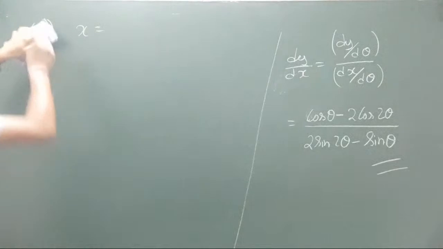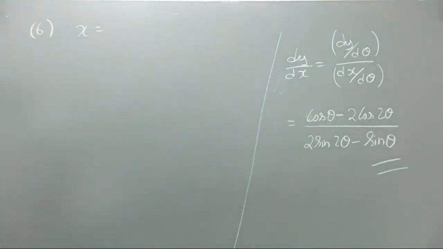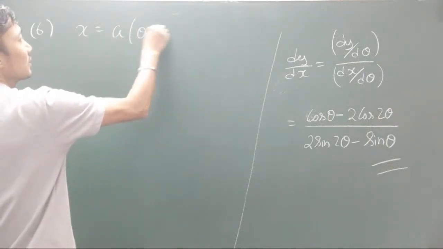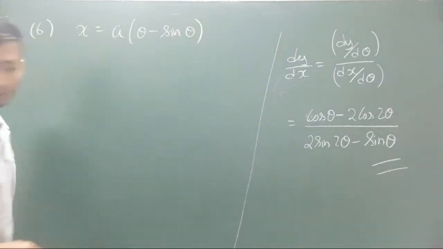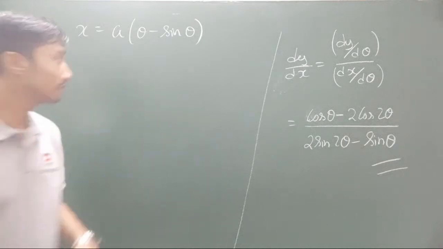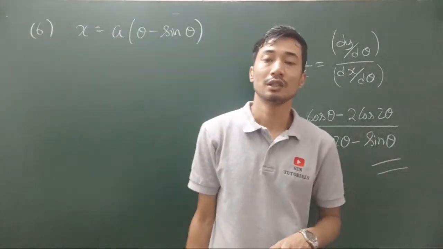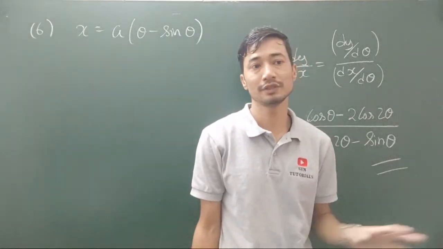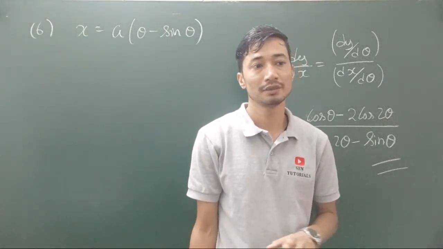Number 6. x is a times theta minus sin theta and y is a times 1 plus cos theta. So this also will be an easy question only. So you can write down now, here the parameter is theta. Here the parameter is theta. Differentiating both x and y with respect to theta.